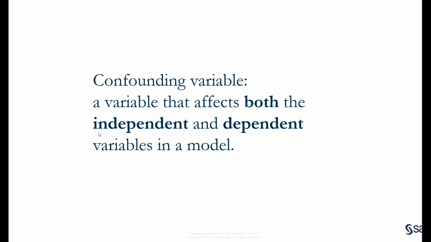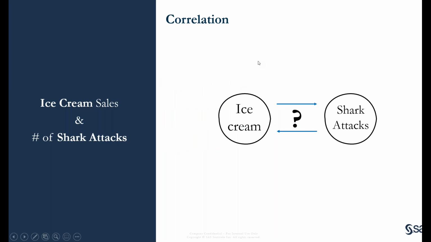So the last bit is about confounding variables. I wanted to define this before we move forwards, because I wanted to show you how spatial data and confounding variables can be related to each other in causal inference. A confounding variable is a variable that affects both the independent and dependent variables in a model. Now, don't worry if you don't quite get that. Hopefully, it'll be clear here.